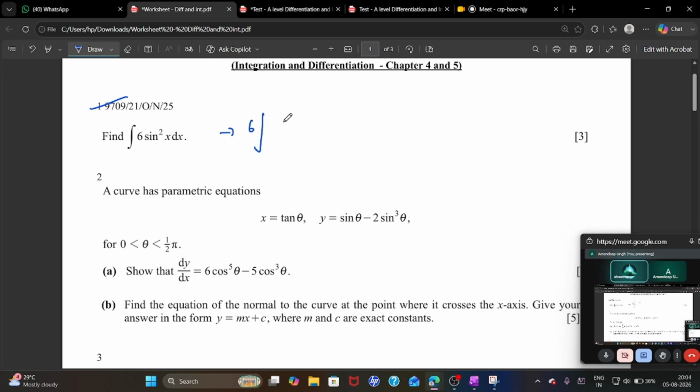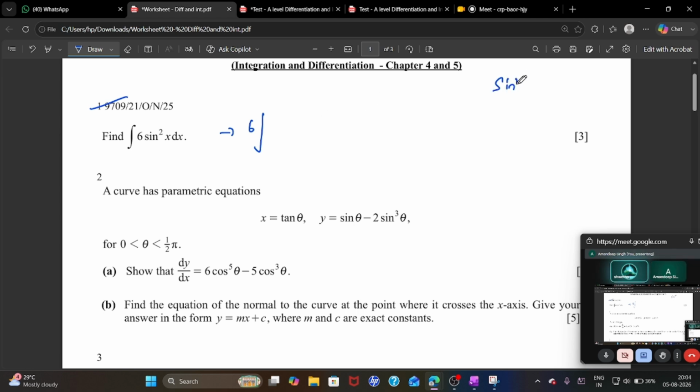And then sine square x, it became 2 sine power 1 x. No, it is not. Minus cos x. Why are you doing the derivative? Because we can't integrate when we have a 2 power or 3 power of trigonometry. So then we use some formulas, right?